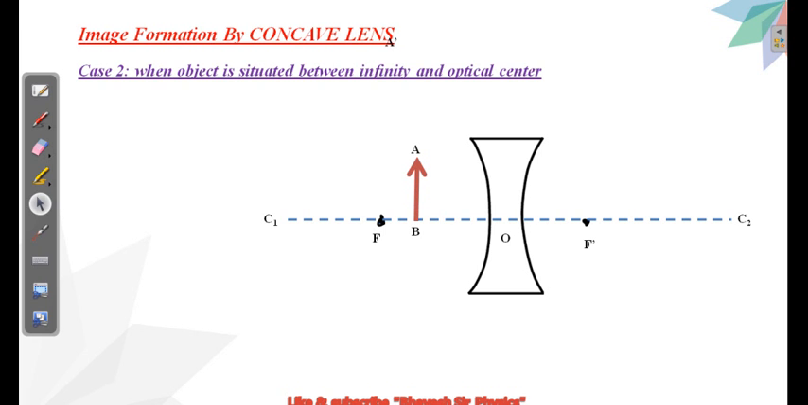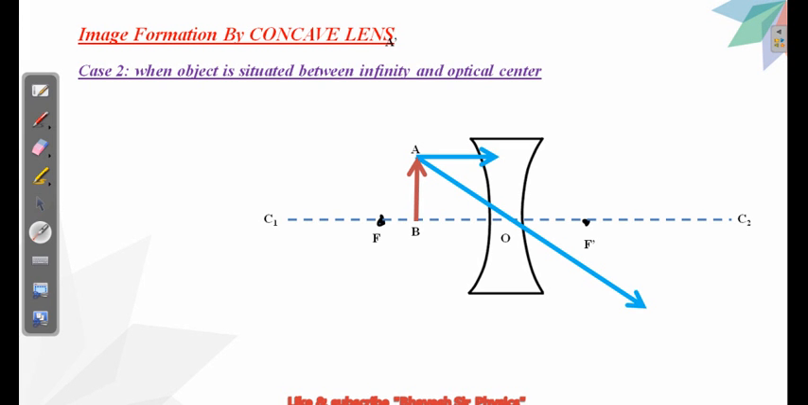So the second case is when the object is situated between infinity and optical center. Okay, so this is our object AB. Now this object is situated between infinity and optical center O. Infinity और optical center के बीच में हमने कोई object लिया है. This object is here, AB. Now we only require two rays from this object to form an image. So let's see.